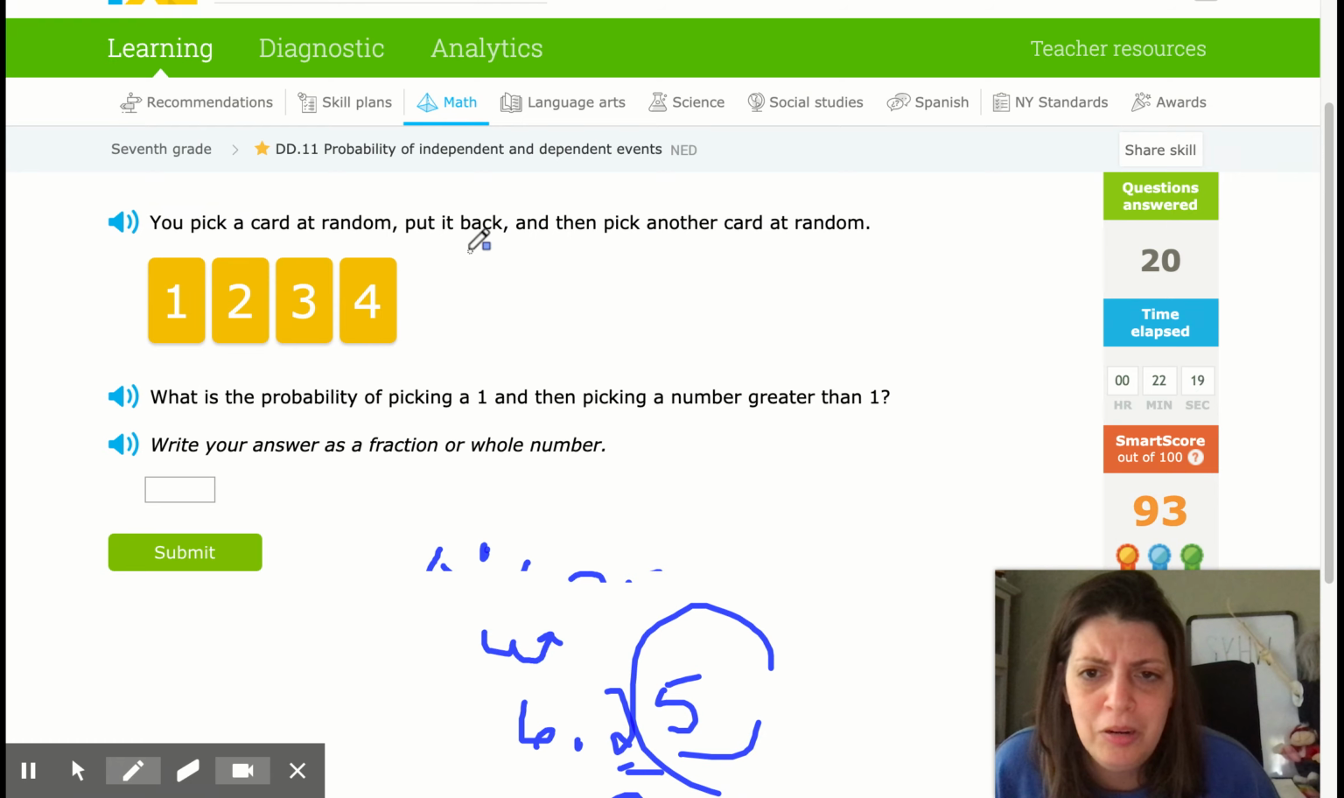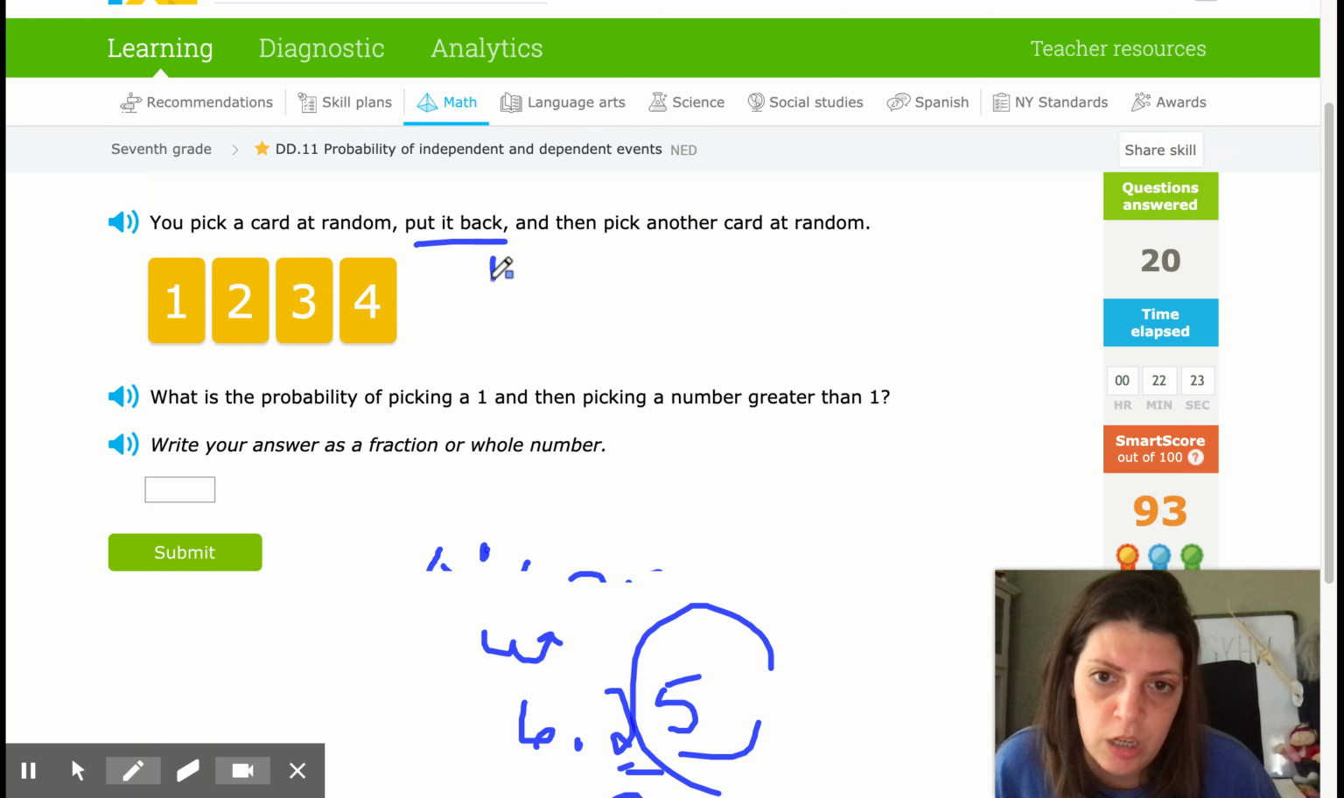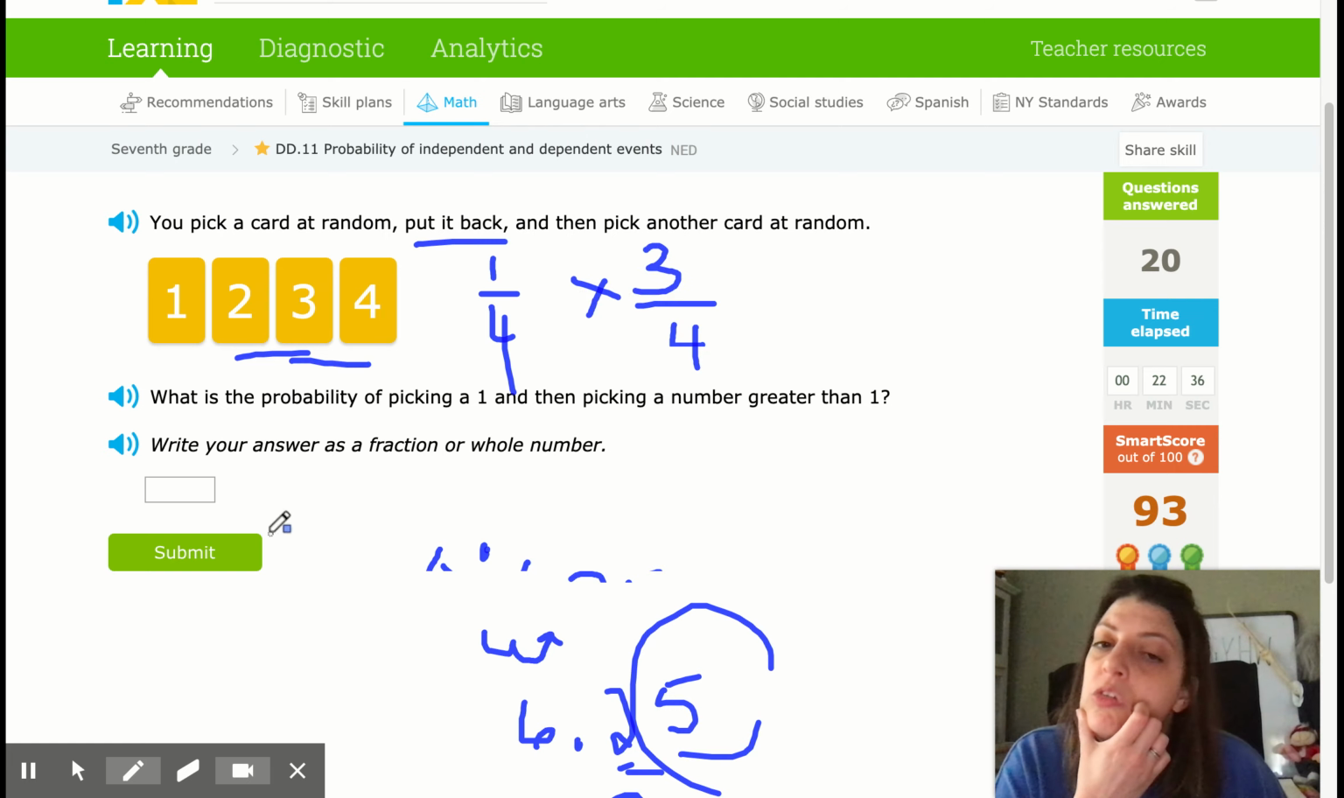You pick a card, put it back. So nothing's different. I want to pick a 1, 1/4, and then pick a number greater than 1. There's still 4 because I put back my original card. And there's 3 that are greater than 1. So it's 3 out of 16.